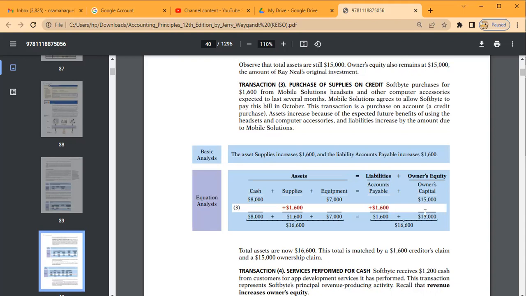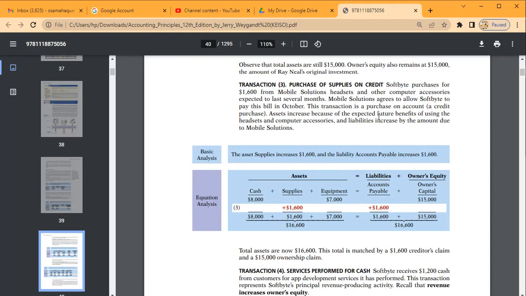Basically, they will pay the bill in October. So over here, they are talking about liabilities. The supplies inventory is basically our asset, a current asset. So supplies will increase by 1,600, but the owner will pay the amount at a future date. The owner will pay the amount in October. It clearly states over here.